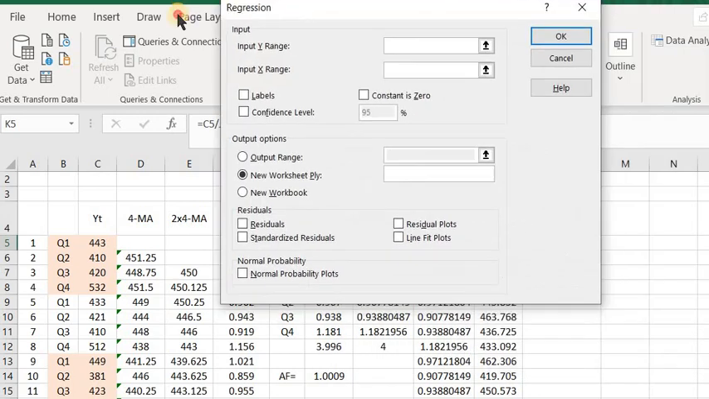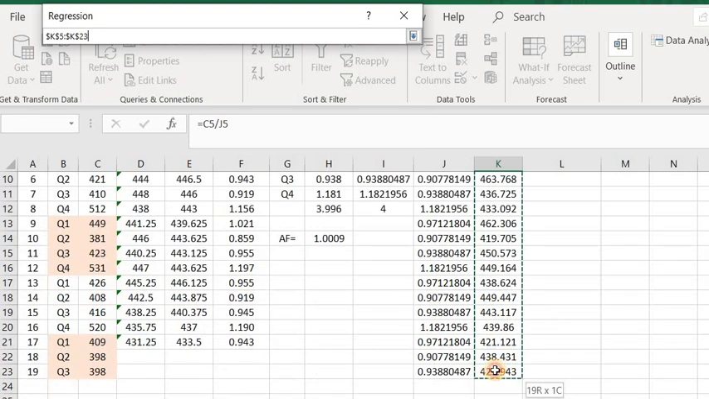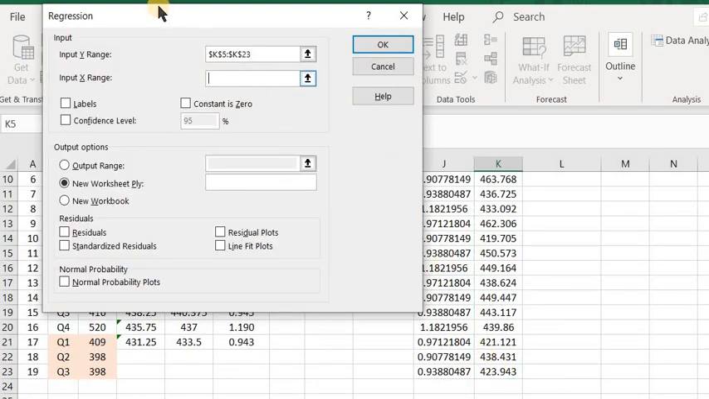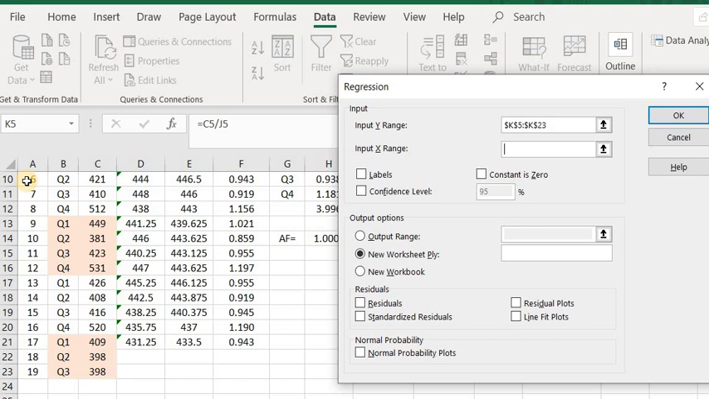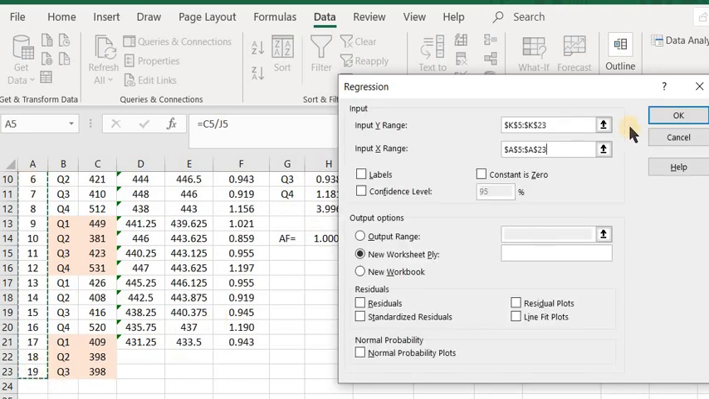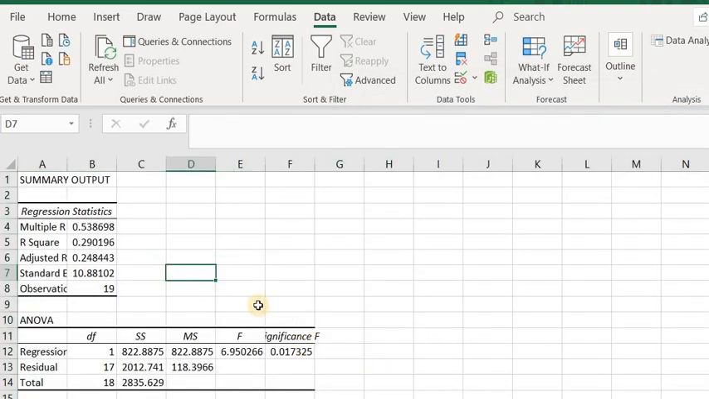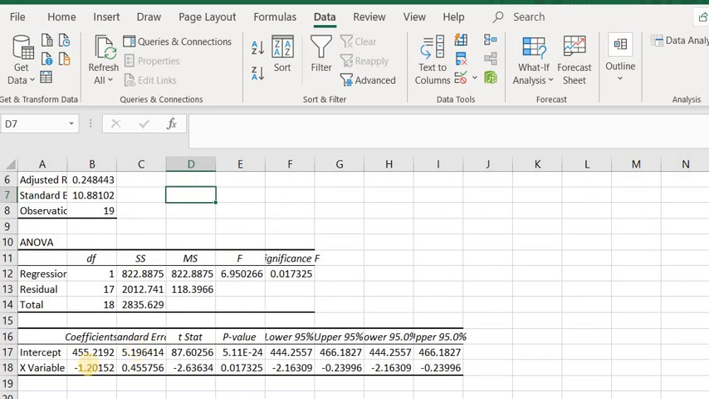So the input range: we select this series, and then the X is the T. So for T we select this one, T1 until T19. Okay, and then click OK. So this is the output of your regression. Here in the coefficients, the intercept is 455.21, and the slope is negative 1.2.